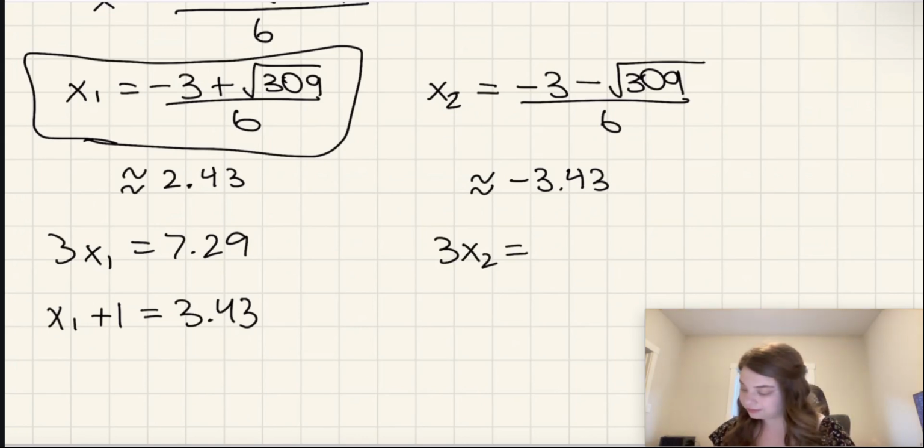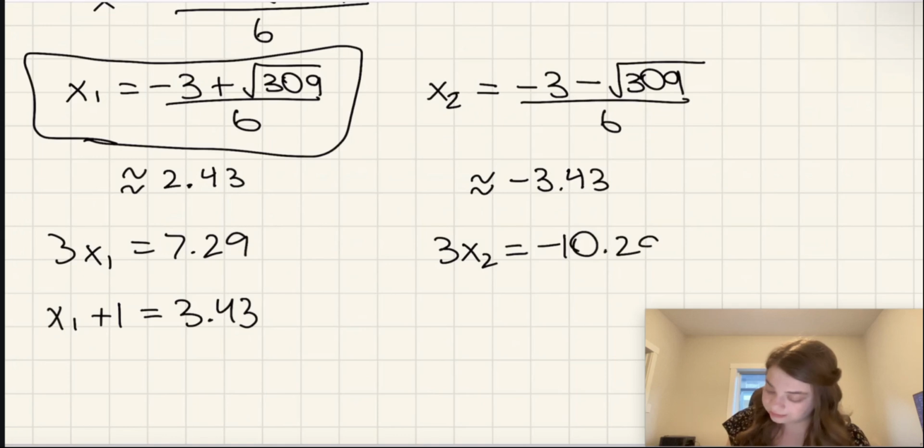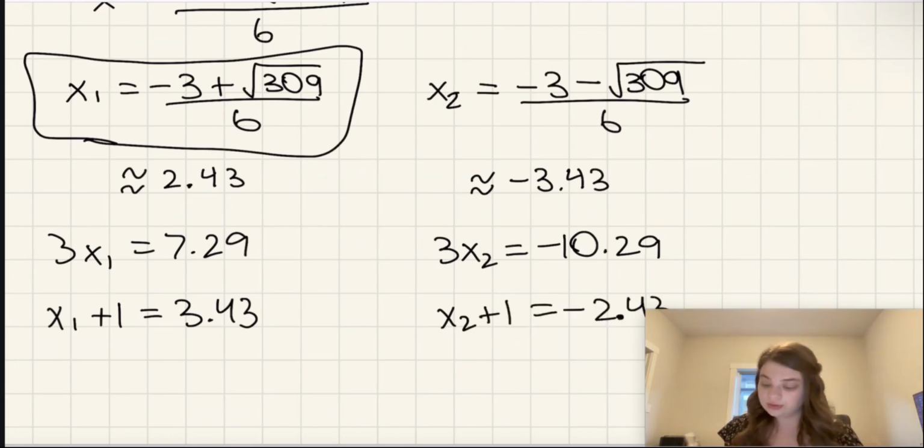We get negative, let's see what number we actually get. Not that it really matters. Negative 10.29, which is a negative number, so therefore this is an extraneous solution. Or the other argument we could make is that x squared plus 1 is going to be negative 2.43, which is also a negative number that would be in the brackets of our logarithm, which is also not allowed.